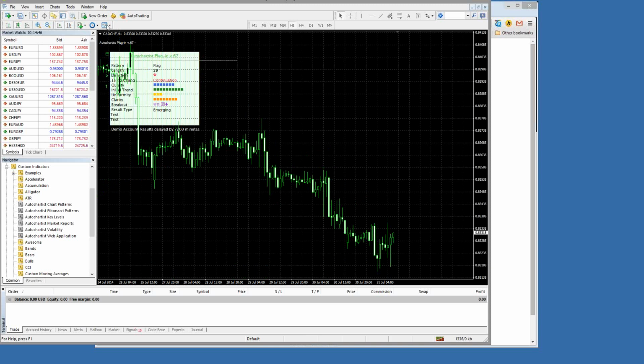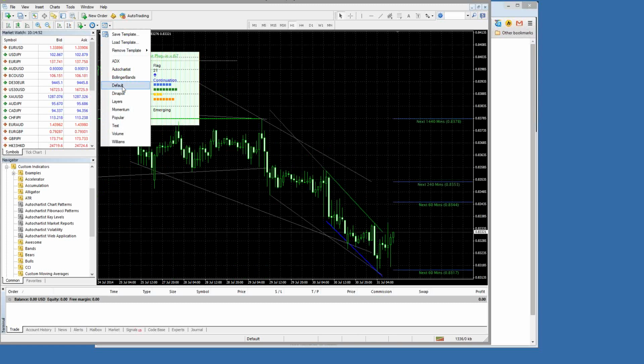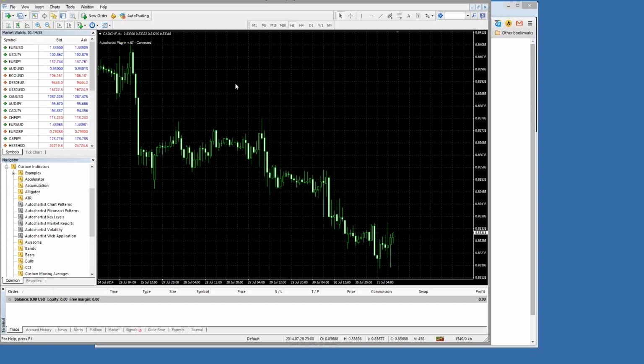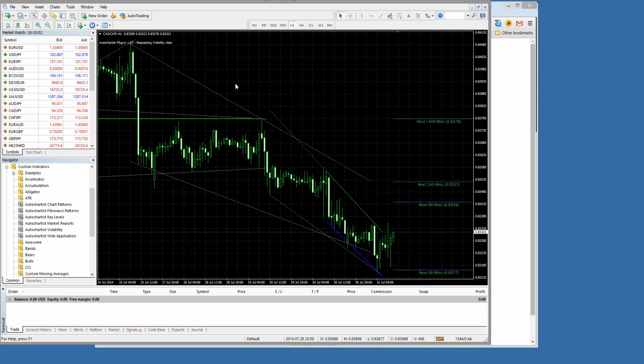Or we've actually installed a default layout, which here it is, default, which is an Autochartist layout without the legend. So you've got a number of different options for how to get rid of those legends. Personally, I don't really find them useful. I just like to see the support resistance levels, and of course the volatility as well.